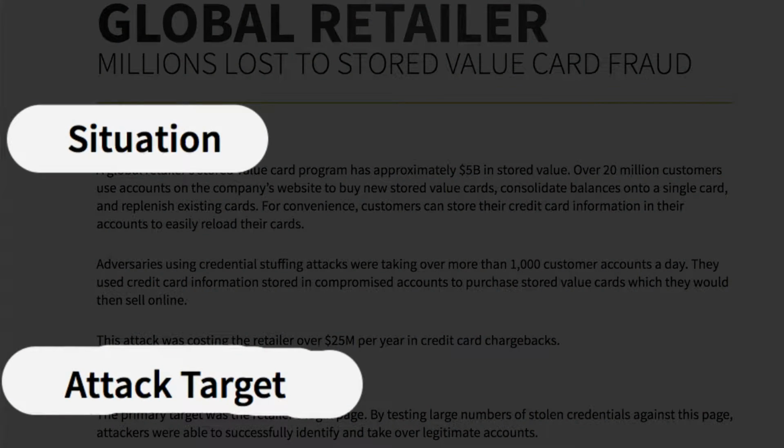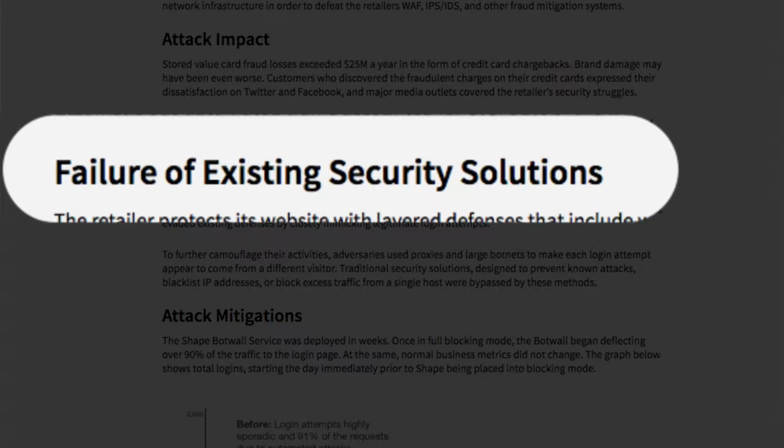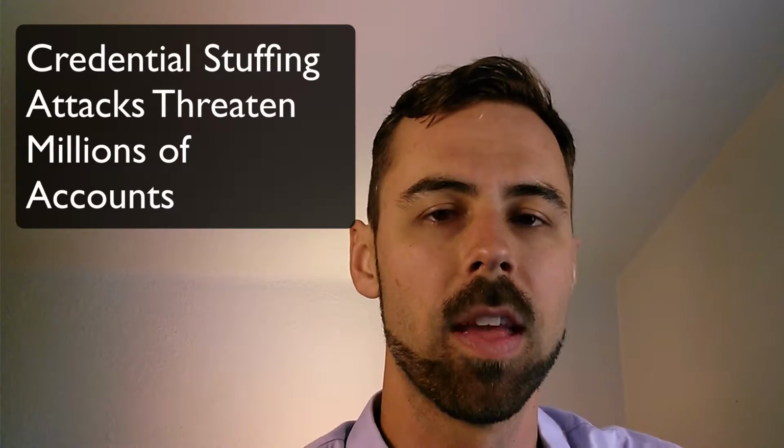Situation, attack target, attack methods. Readers who skim this case study will only see that the global retailer lost millions in credit card fraud, that they were getting attacked a lot, and that Shape stopped the attacks, but only if they look at the graph, which takes a minute to interpret. The subheader failure of existing security solutions is okay. But overall, the subheaders could have been more descriptive. So rather than situation, you could have summarized the threat that the retailer was suffering. It could be credential stuffing attacks threaten millions of accounts. I'm a big fan of slightly longer, more descriptive subheaders for people who skim through the case study and aren't willing to invest the time to read the whole thing.